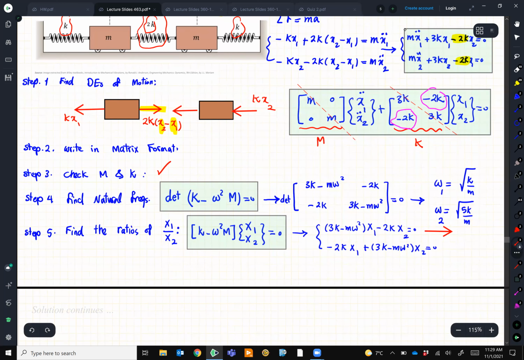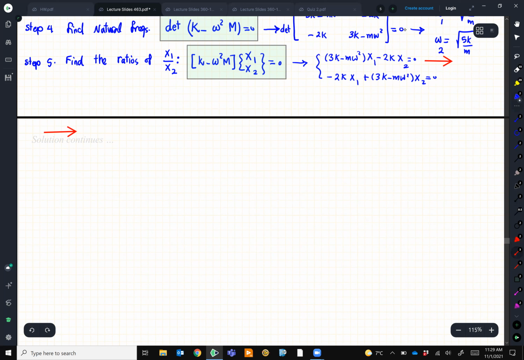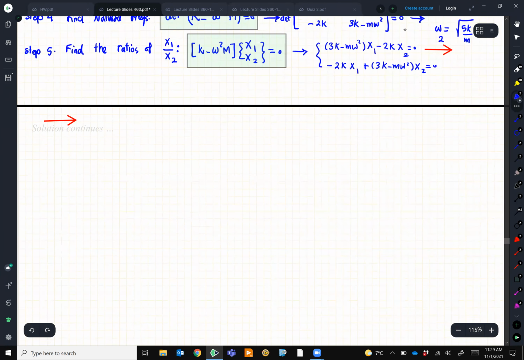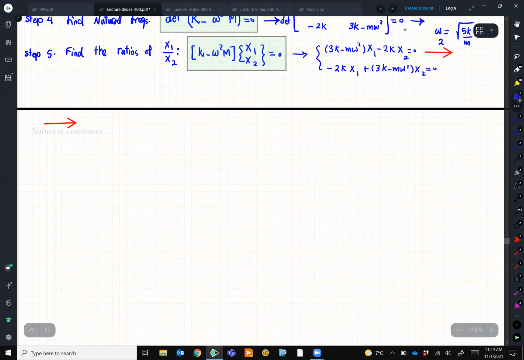So from the first one, all you need to do is, I'm glad here that I have extra pages. It means I thought about it. So x1 over x2 is going to be 2k divided by 3k minus m omega squared, right?